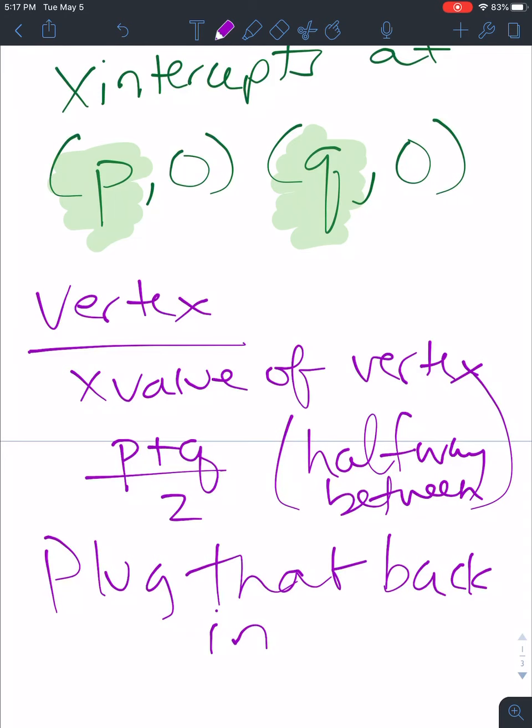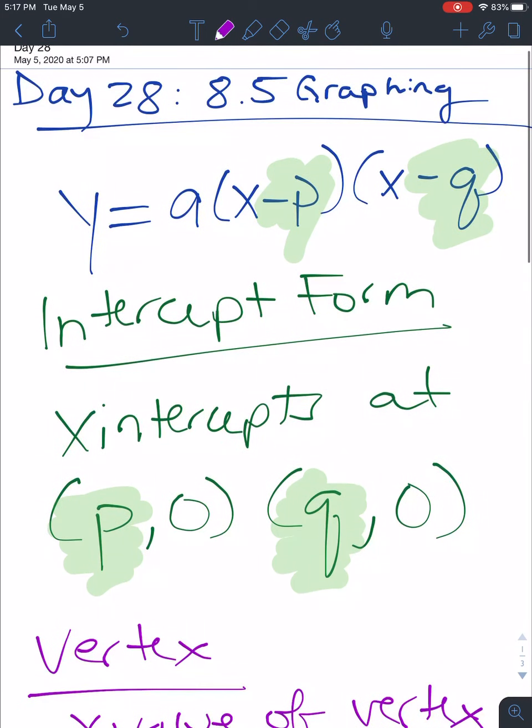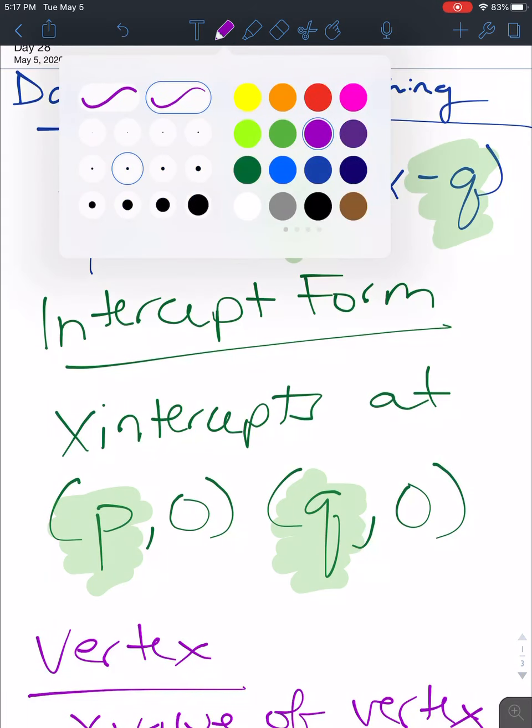All right, just like what we did last week, we plugged in the negative b over 2a, all right? We plug that into the equation y equals ax squared plus bx plus c. Similarly here, we're going to take this p plus q over 2, find out whatever number that is, all right, and then plug that back into our equation y equals a times x minus p times x minus q.